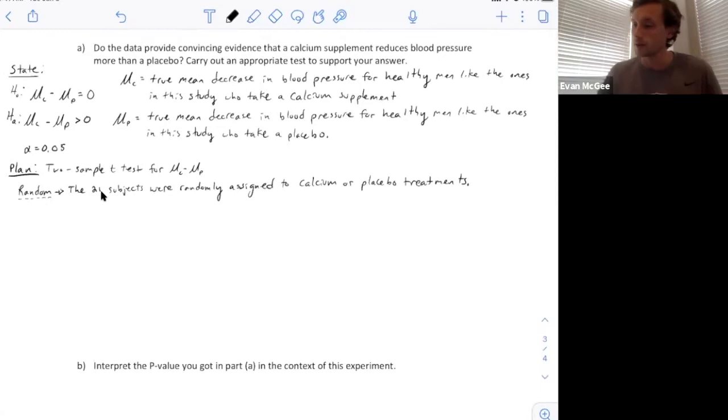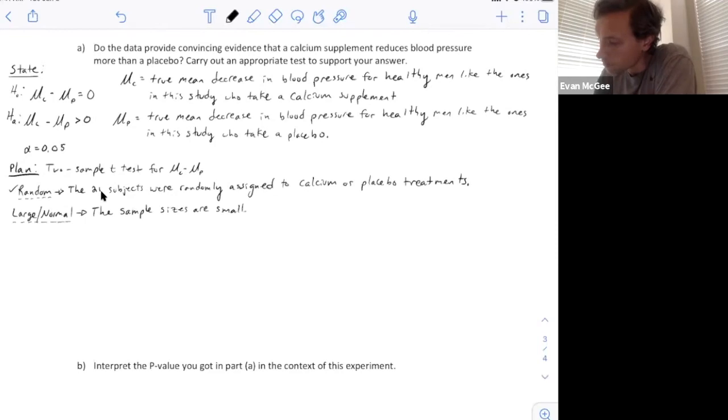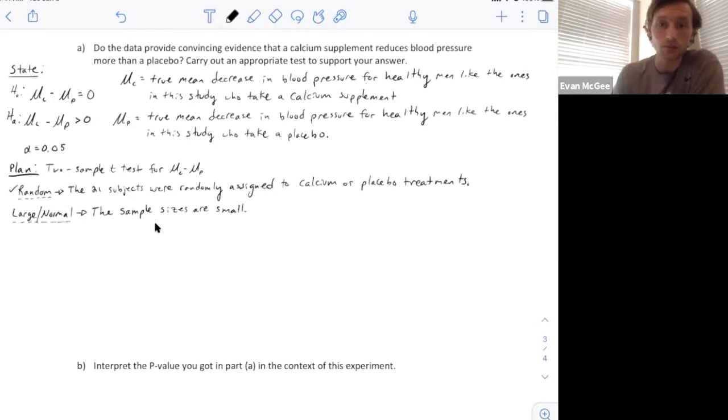Next, we'll check the large normal condition, because if we're not sampling without replacement, we don't have to check the 10% condition. Looking at our sample sizes, or the two groups that we're comparing, they're not greater than 30, which is a problem. So we have to look at a box plot or a dot plot or something to see if there's any large skewness or strong skewness or any outliers.